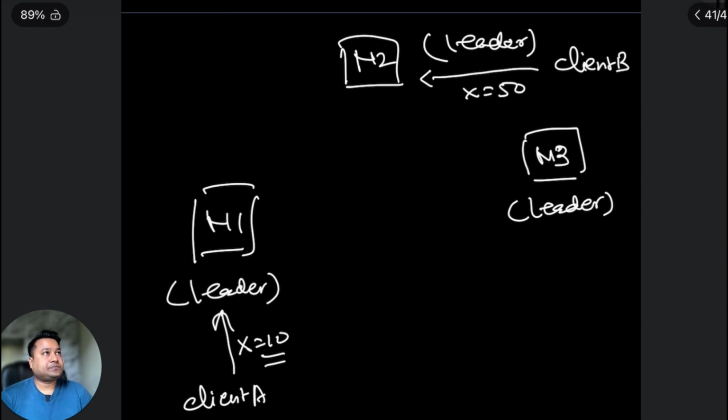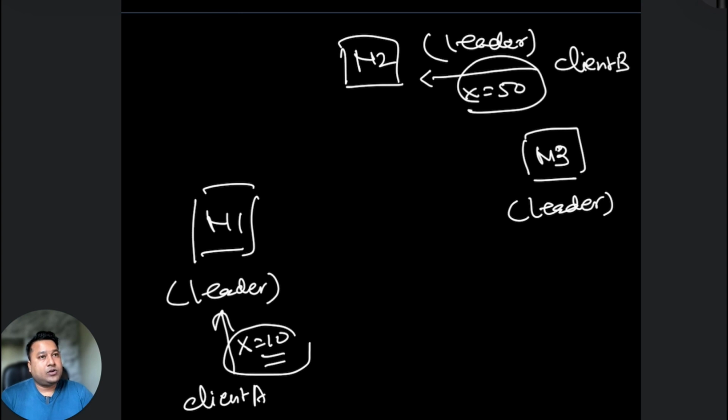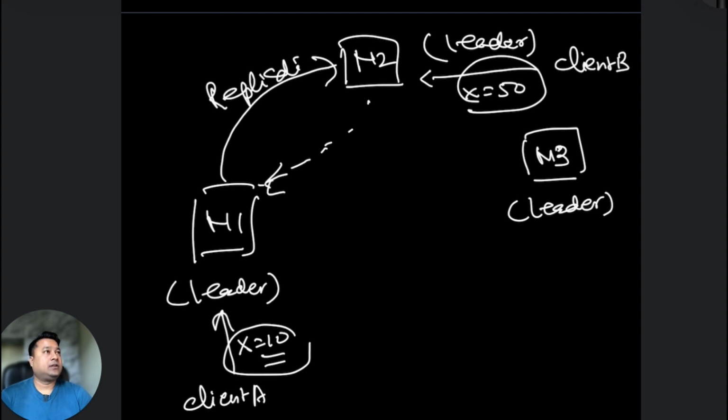Now the problem is, you see, for the same value x, leader node 1 has the value 10, and for the same value x, node 2 has value 50, right? So this is a conflict situation. Now when it will try to replicate data, because a write operation has happened, it will try to propagate the data. And the same thing will happen from here as well. But let's try to understand the first scenario.